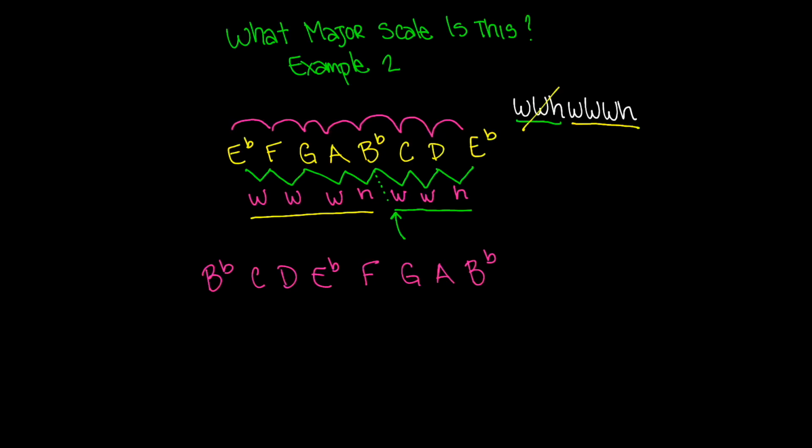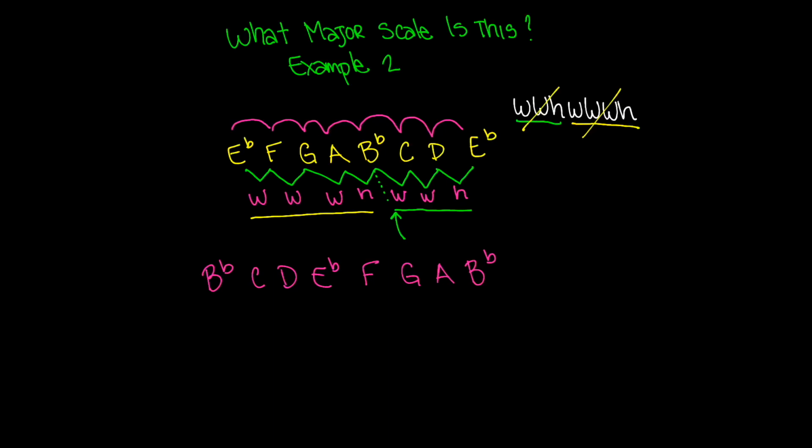Now let's keep going. E flat to F is a whole. F to G is a whole. G to A is a whole step, and finally A to B flat is a half step. And so now we recognize that this area is also completed. So that is how we properly build a B flat major scale.